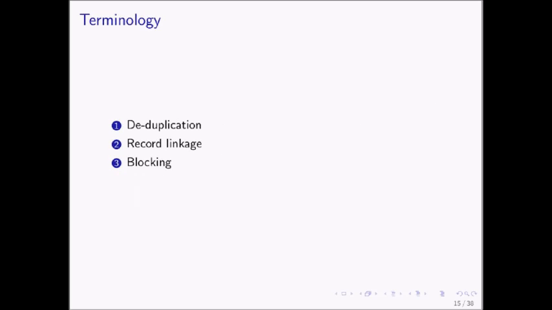So I just want to start with some terminology. I want to start with what is deduplication, what is record linkage, what is blocking. And then I'll get into some of the literature, a quick example. I'll talk about what I think we should be doing in terms of quality evaluation metrics. And then I'll be very happy to answer questions and get into the discussion.